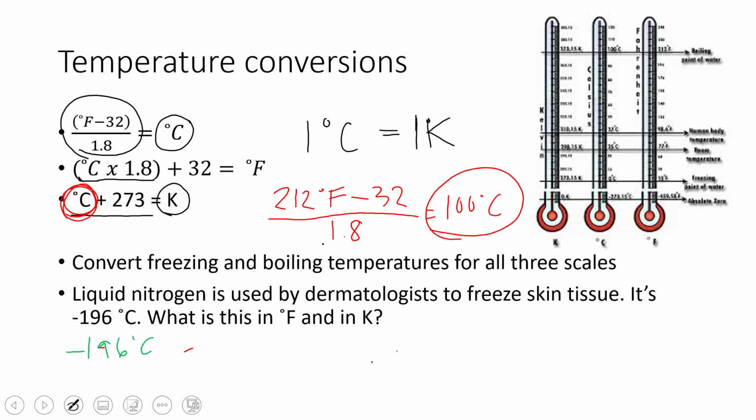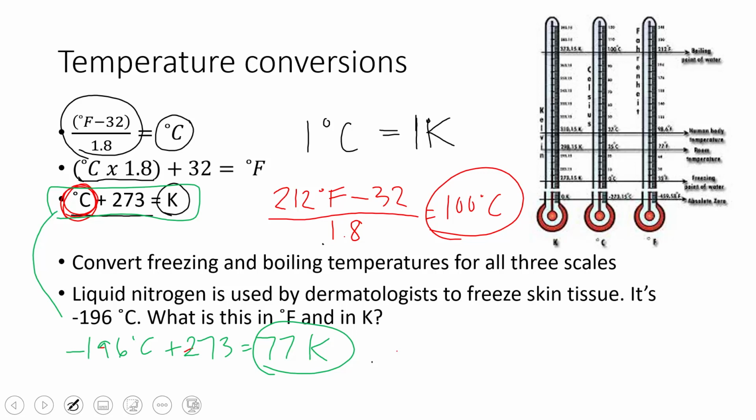First thing that I'm going to do, since I'm given Celsius, is I'm going to go right to Kelvin, because we know that we would take our Celsius temperature, negative 196 degrees Celsius, plus 273 is 77 K. Circle that answer.